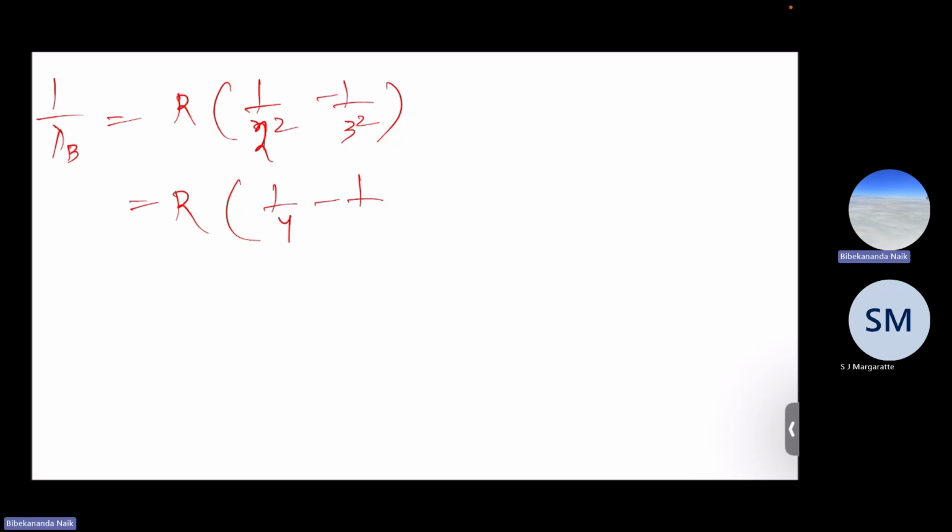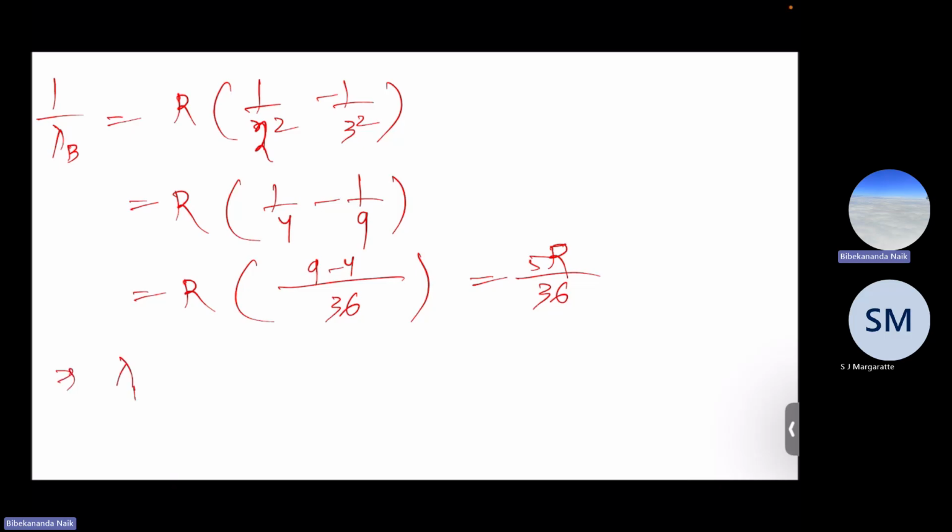Then for the Balmer series, 1 by lambda B is R into 1 by 2 square minus 1 by 3 square. So 1 by 4 minus 1 by 9. This is 36, 9 minus 4. So it is 5R by 36. So lambda B is 36 by 5R.